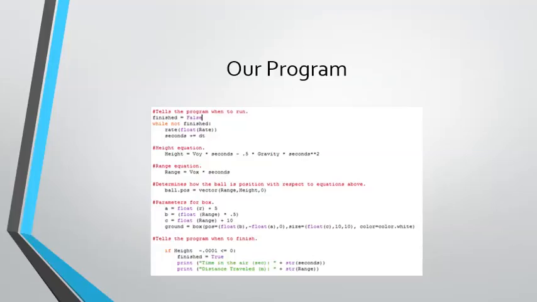And together we use both of those in the next line. The ball POS is equal to vector range, height, and 0. The range obviously being our x component, the height being our y component, and 0 being our z component. And that's how we came up with our position.